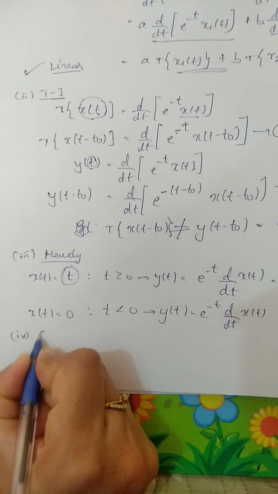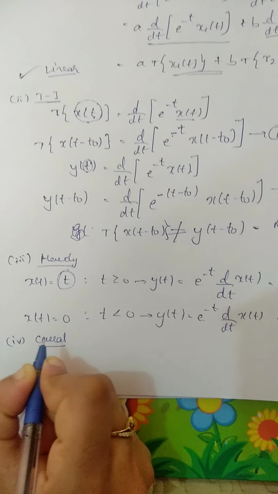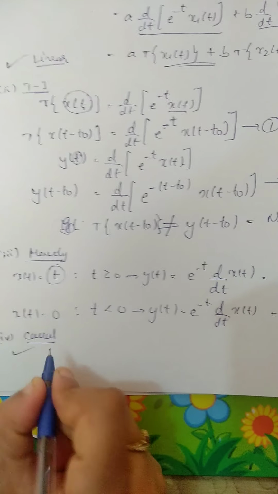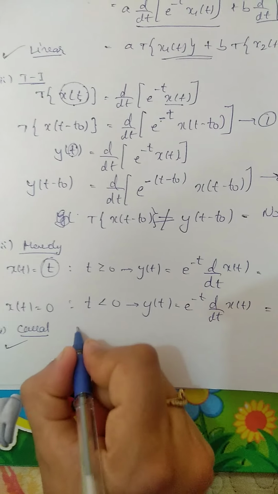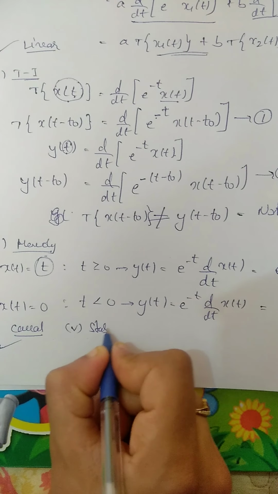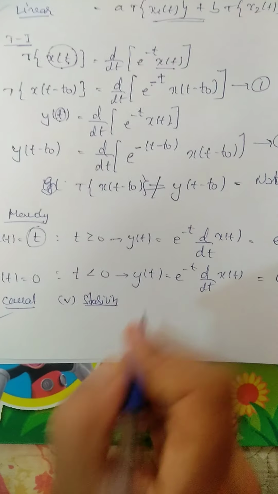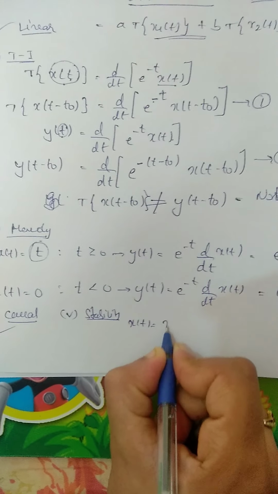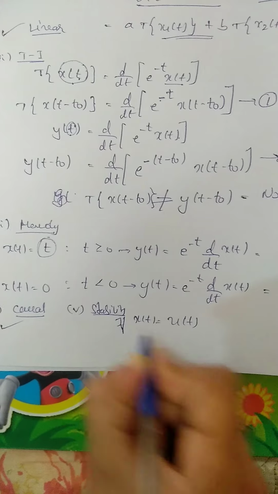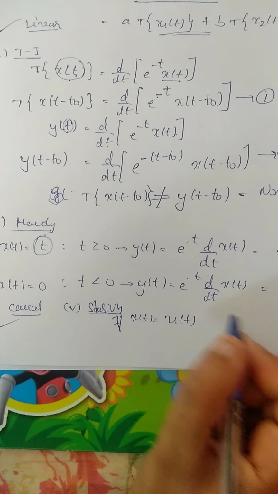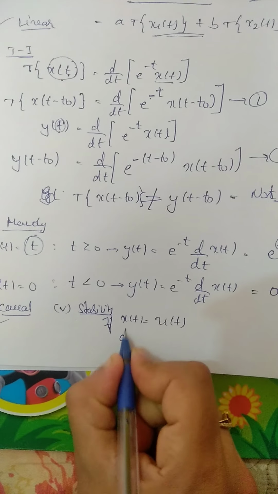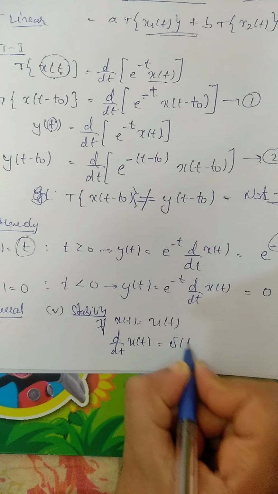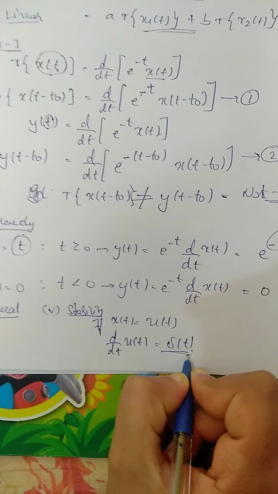Next, the fourth one, we can check the causal property. The system does not depend on the future value, so we can say that the system is causal. If we check for stability, take x(t) = u(t), the unit step. If we differentiate this unit step, we will get delta(t). Delta(t) means it is an impulse function.